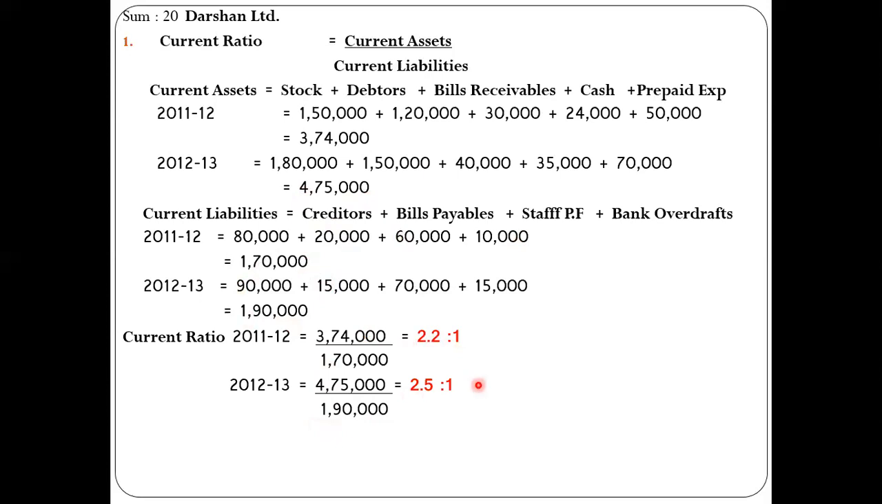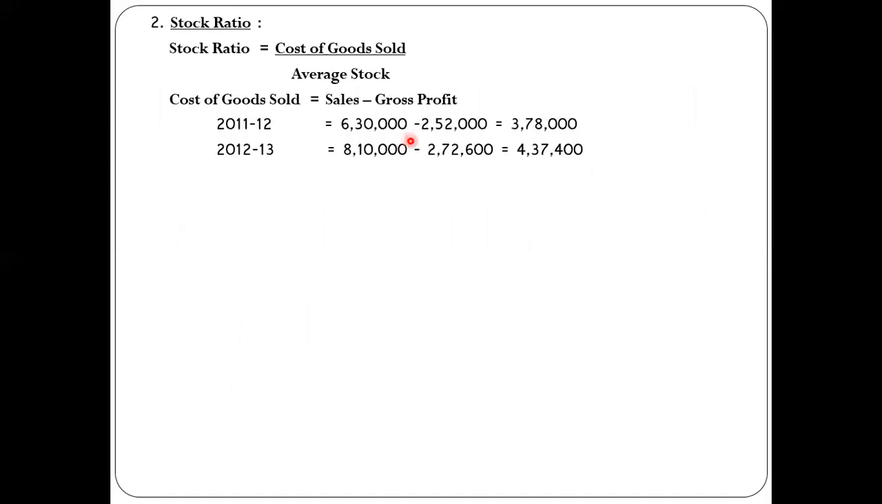Okay. Now we go further to another ratio. To find out current ratio, we always have to find out current assets and current liabilities, and then divide them by each other. Now we will find out the stock ratio. The formula for stock ratio is cost of goods sold divided by average stock.